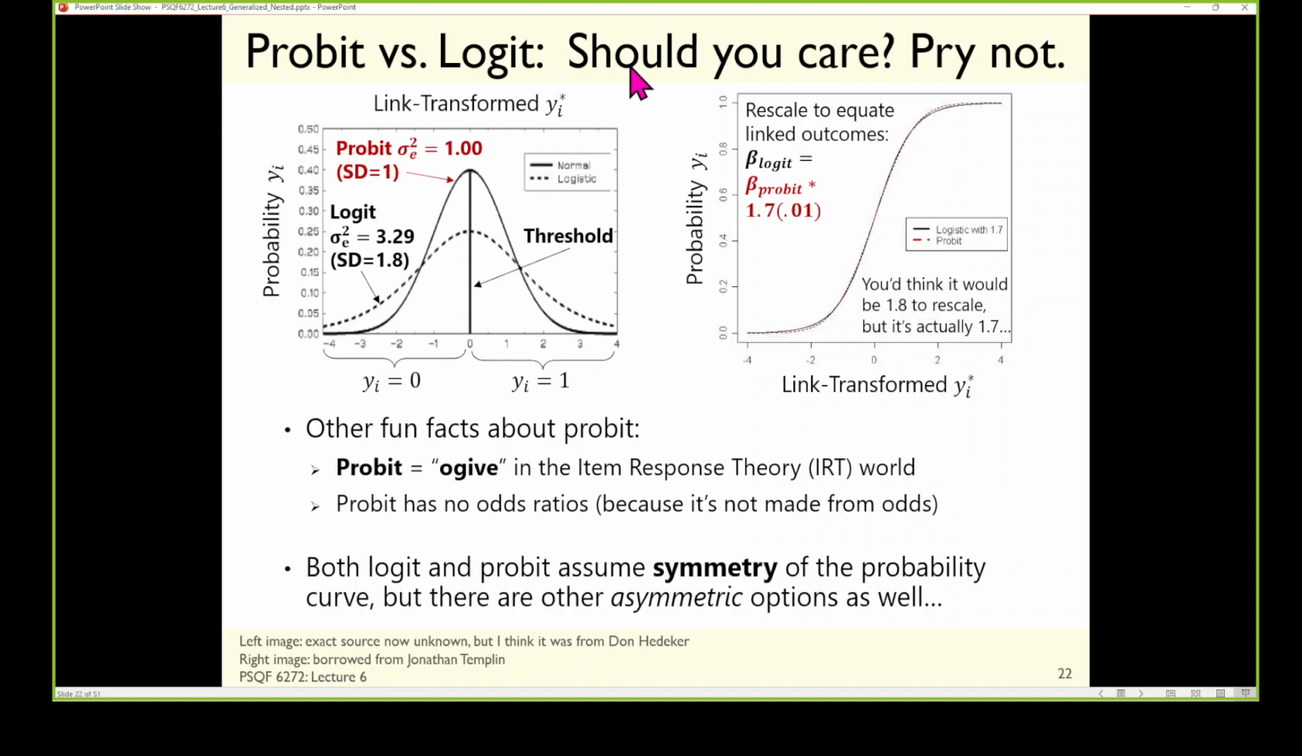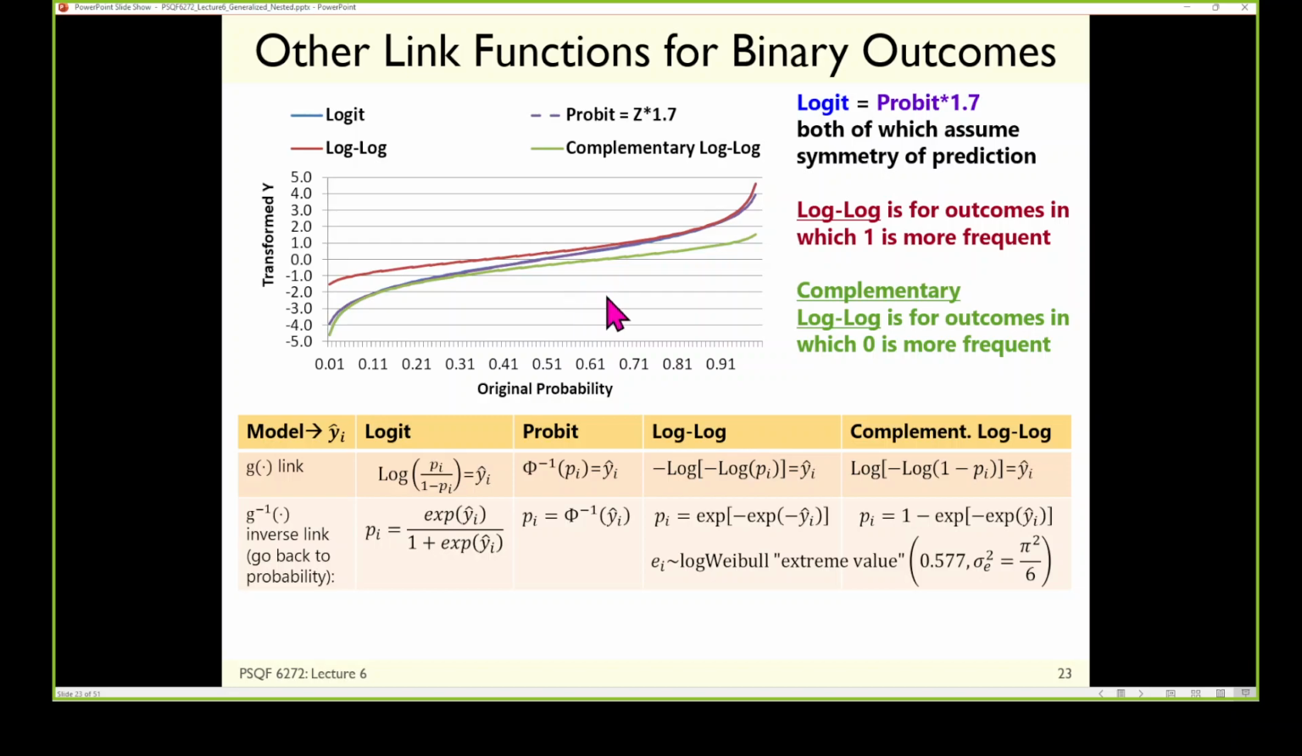So logit is what you'll see. Probit also shows up, but they do the same thing. They're just on different scales numerically. There are two others that I just want to wave my hands at briefly.